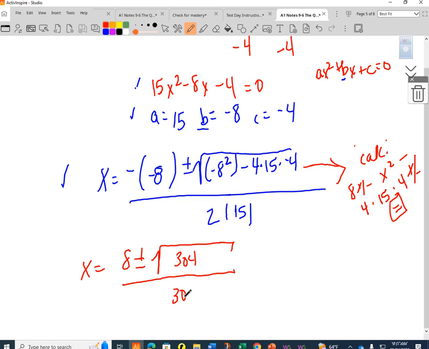Okay. So we are going to approximate it. If we wanted to give an exact answer, we have to simplify this radical. You don't really know how to do that. That's the next thing we're going to do, right? So what we're going to do is take on our calculator 304 and hit the square root button. What do you get? 17.4.